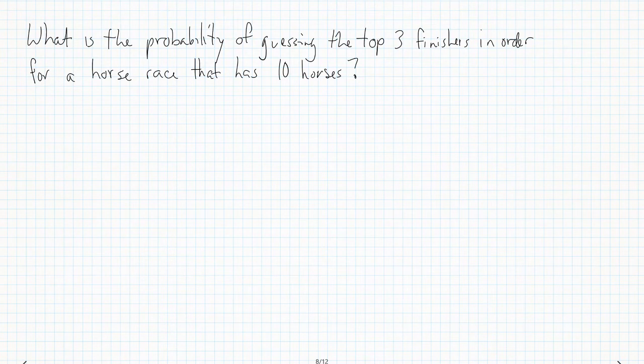Hopefully it'll happen. Now for our next one: what is the probability of guessing the top 3 finishes in order for a horse race that has 10 horses? So now we have the probability of the top 3 finishers.